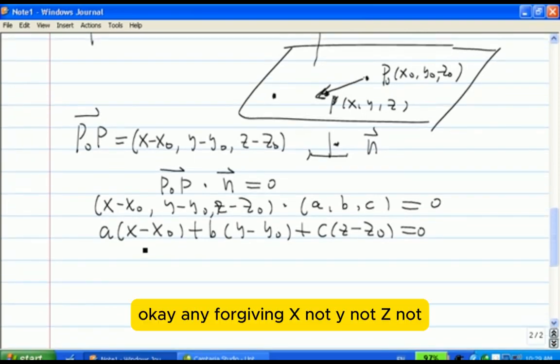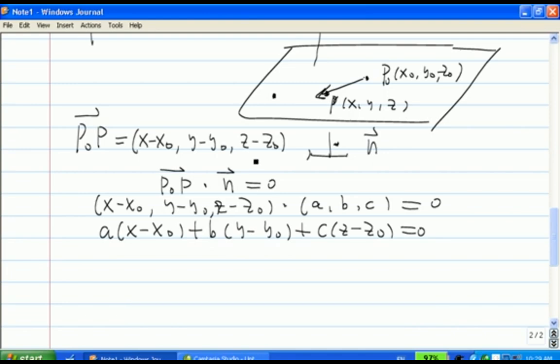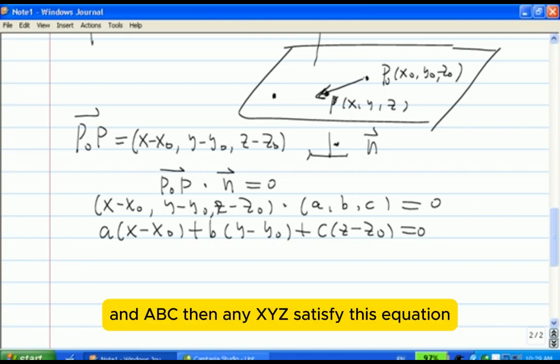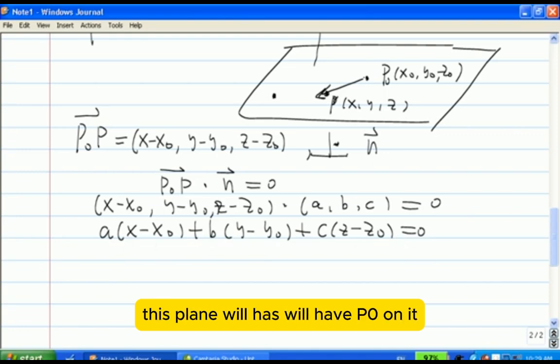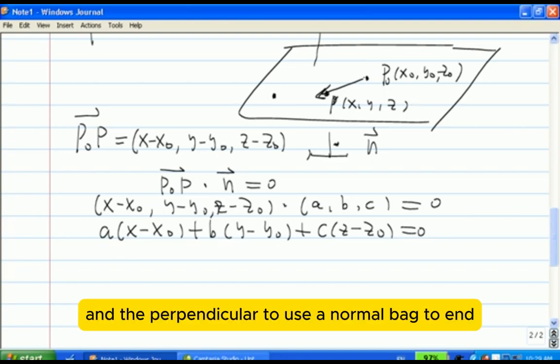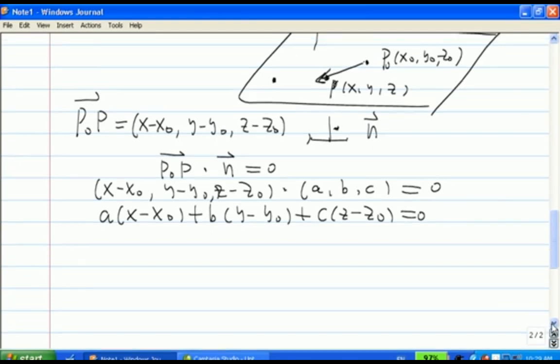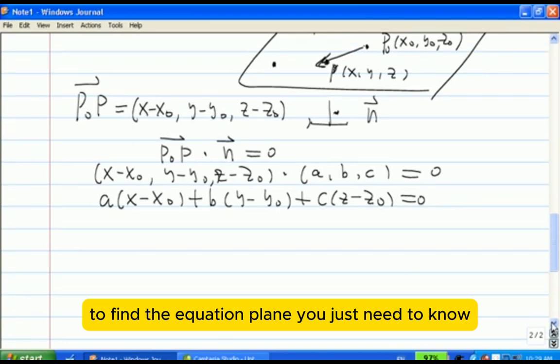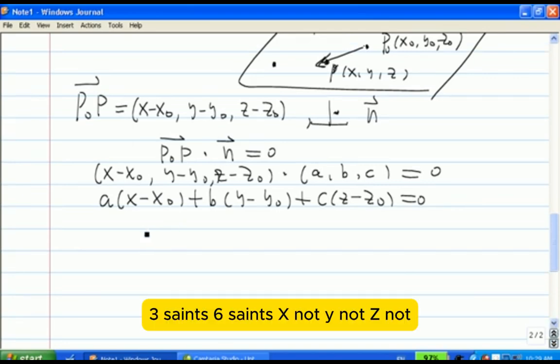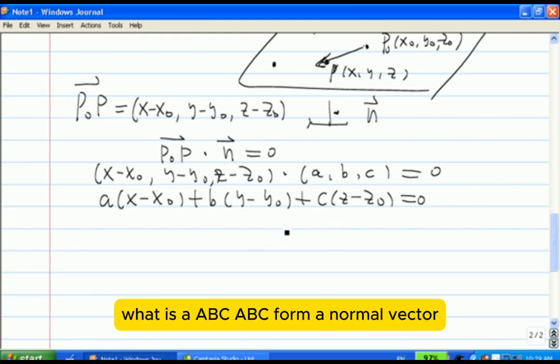Okay. Given x naught, y naught, z naught, and a, b, c, any x, y, z that satisfies this equation will form this plane. This plane will have P0 on it and be perpendicular to the normal vector n. So, just like finding the equation of a line, to find the equation of a plane you just need to know 6 things: x naught, y naught, z naught, and a, b, and c. Okay, what are a, b, c? A, b, c form a normal vector.